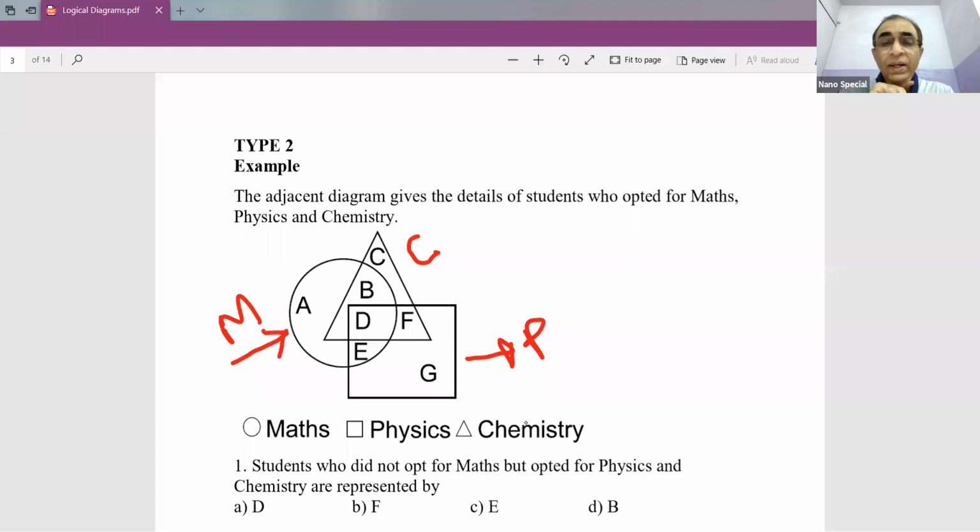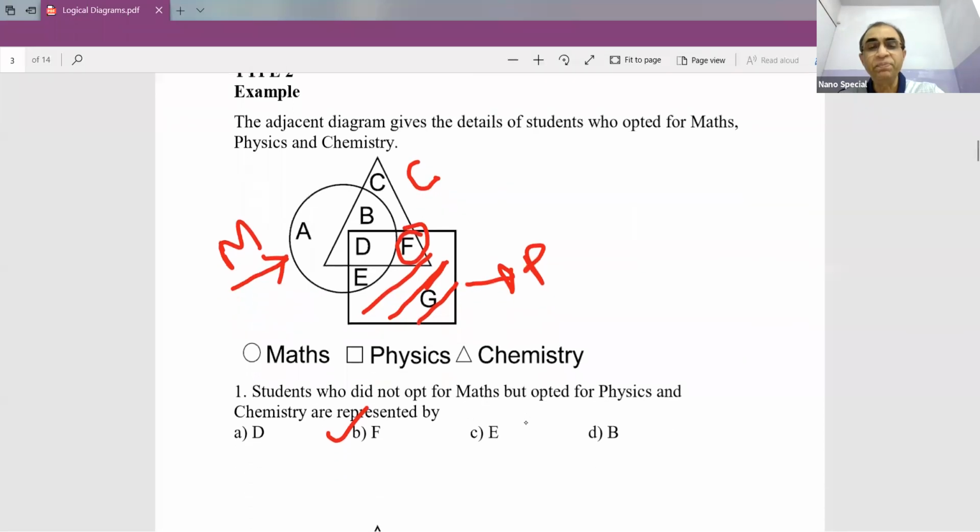All right, and who opted for physics and chemistry. Now outside the circle, all this is outside the circle. But he is interested in people who have opted for physics and chemistry also. That part is this. This is the common area for both physics and chemistry. So people who have not opted for maths, but are common to both physics and chemistry is represented by F. And therefore, the answer is B. I'm sure everybody has got it.